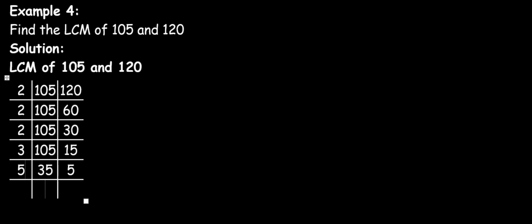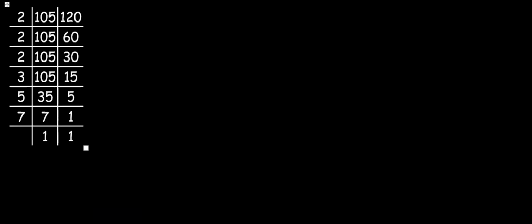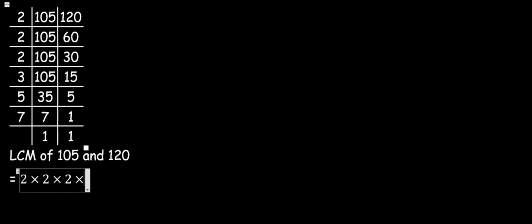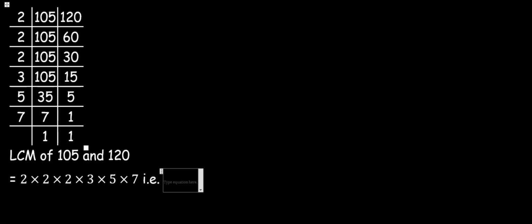Next, we take 5. You can see how we are proceeding gradually. 5 divide 35, you get 7. 5 divide 5, you get 1. Next, we take 7. 7 divide 7, you get 1. You just bring the other one down. Conveniently, we can say LCM of 105 and 120 is equal to 2 times 2 times 2 times 3 times 5 times 7. That is 2 raised to power 3 times 3 times 5 times 7 in index form.